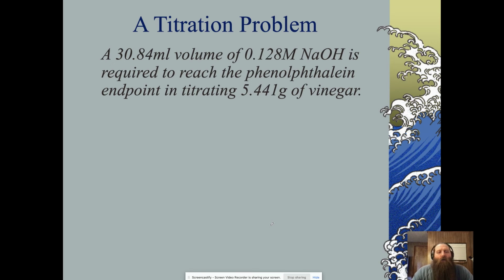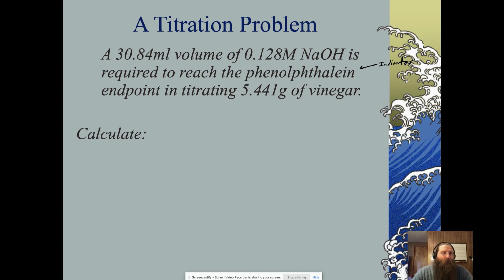It says 30.84 milliliters of 0.128 molar sodium hydroxide is required to reach the phenolphthalein endpoint in titrating 5.441 grams of vinegar. All right, let me break this down for you. Phenolphthalein is an indicator. There's a picture of it in your book. It turns pink in the presence of a base. It's clear in the presence of an acid.